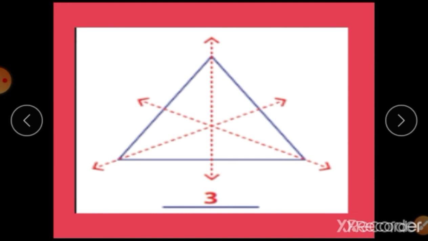And this is a triangle. It has 3 lines of symmetry. It is an equilateral triangle. It has 1, 2, 3 lines of symmetry. These 3 lines of symmetry divide the triangle into 6 parts of equal shape and equal size.